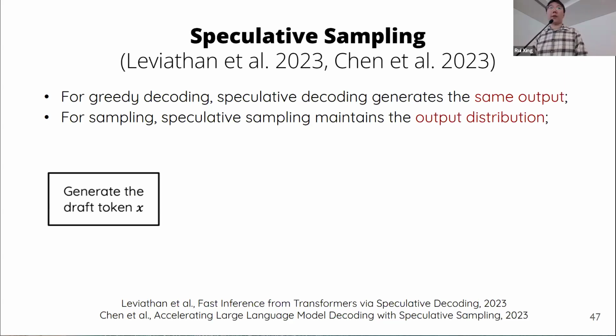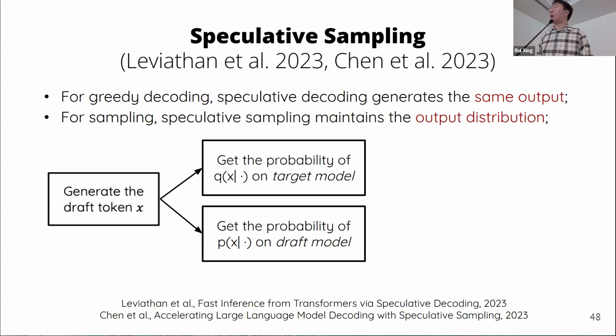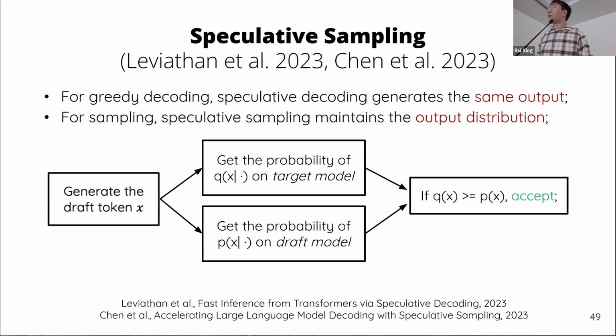So usually the procedure is: first, generate the draft token X. Here we assume it's just one token, but it can also be extended to multiple tokens. And then we get the probability Q of the draft token from the target model, and get the probability P of generating X from the draft model. This can be executed in parallel. After that, we compare the values of Qx and Px. If Qx is larger than or equal to Px, then we accept the token.